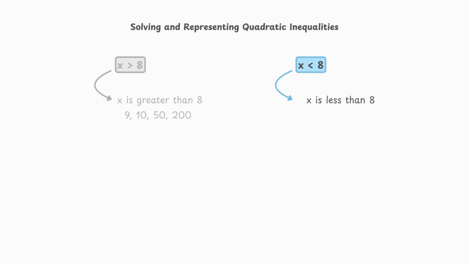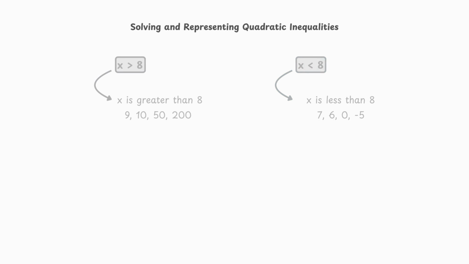Let's get started. Before we move on to quadratic inequalities, let's quickly review the meaning of inequality symbols. These symbols tell us how values compare to each other. Let's start with x is greater than 8. This means x can be any number bigger than 8, such as 9, 10, 50, or even 200. Now x is less than 8. This means x can be any number smaller than 8, such as 7, 6, 0, or even -5.